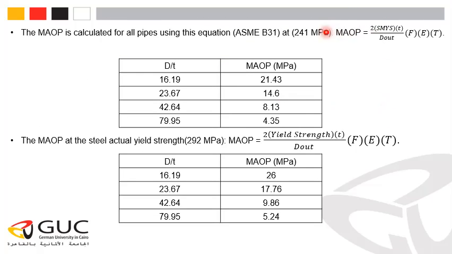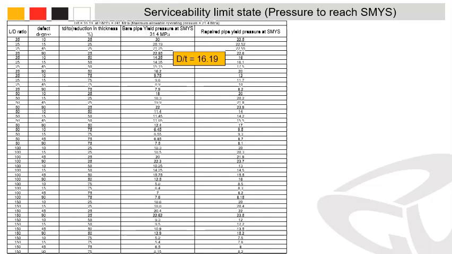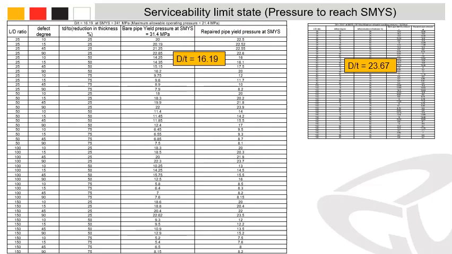After that, I substituted the equation for different pipe sizes and obtained the maximum allowable operating pressure at the specified minimum yield strength as well as at the yield strength of steel. Then a pressure comparison for the different defect parameters, and the pressure to reach the specified minimum yield strength, is obtained for all the pipes.